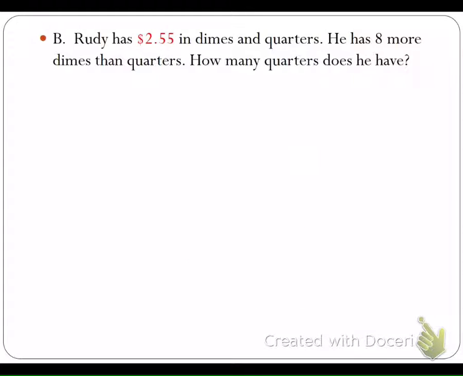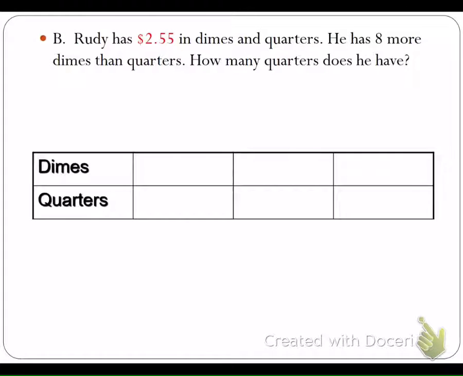All right, here is B. This says Rudy has $2.55 in dimes and quarters. He has 8 more dimes than quarters. How many quarters does he have? So I'm going to set up a chart. What are the 2 things we're talking about? Dimes and quarters. So I'm going to have a row for dimes and a row for quarters. It's going to be the number, the value, the total.